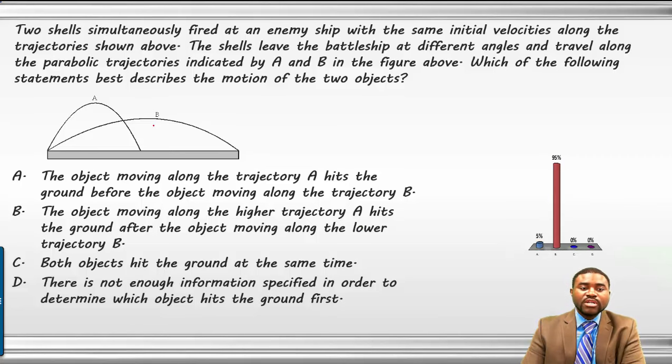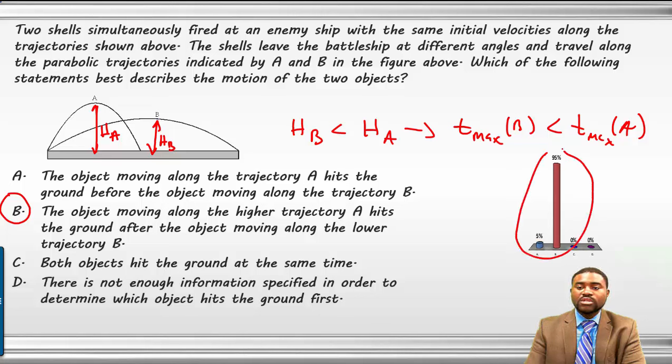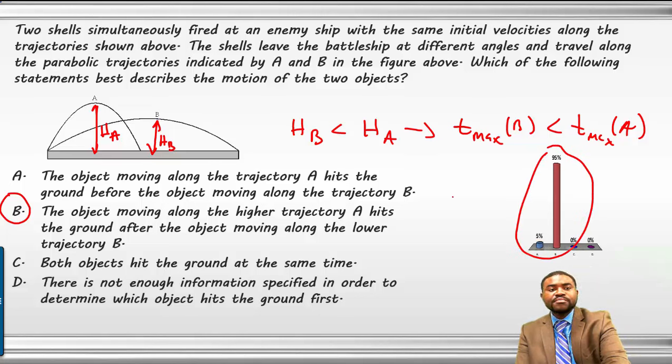Let's look at something. The maximum height for B. This is the maximum height for A. Which one is bigger? H of B is less than H of A. This means that T max of B is less than T max of A. Therefore, B will hit the ground after A. True or false? False, definitely. So the answer should be B. And awesome. Almost the entire class picked the right answer.